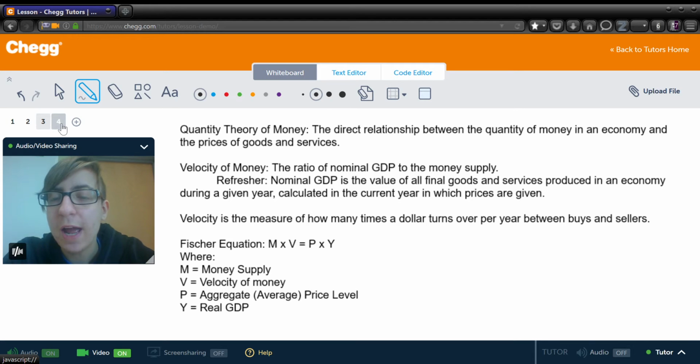So if your teacher asks you what the velocity of money is, in less fancy terms, it is how many times a dollar turns over, goes hand to hand over a year between the buyers and sellers. And the Fisher equation is only part of what the quantity theory of money is. So I'm not going to go over an applied example of that, but this is how you calculate the velocity of money, which is part of where the quantity theory of money comes from.